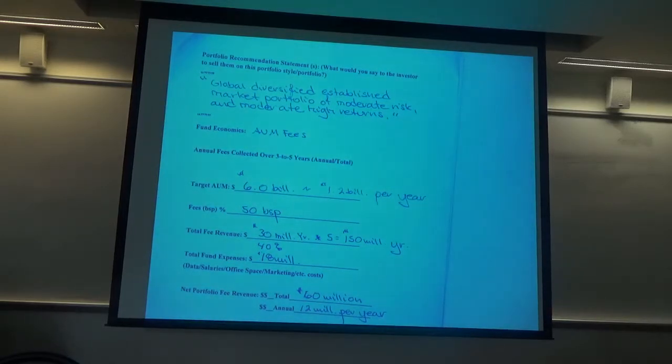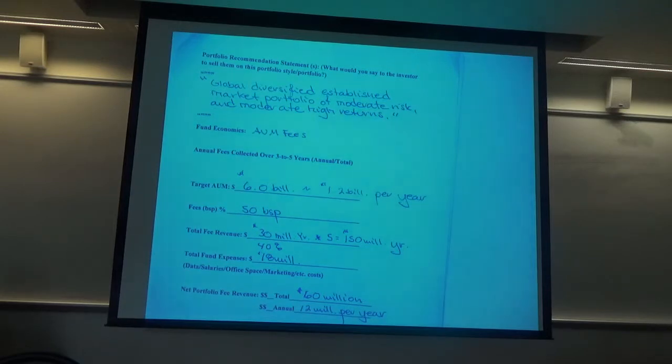So 50 basis points times the 6 billion, that's about 1.2 billion per year that we were trying to get under management. It might be a little aggressive. Probably take that down. I think it's pretty aggressive. But it kind of gives you an idea of where your numbers could be. And then the 1.2 billion per year times the 50 basis points, I come up with 30 million per year in gross fee revenue. And over the 5-year period, we're looking at about $150 million.